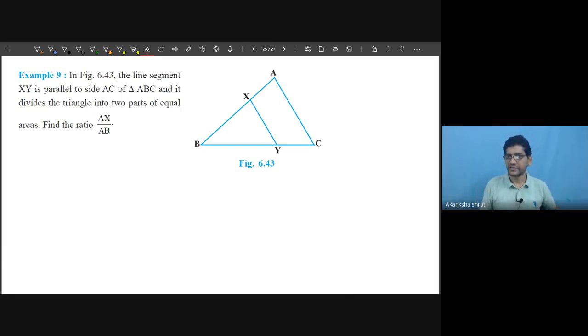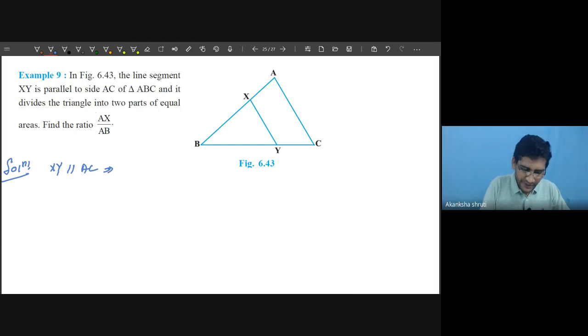Yeah, this is a small question. Already we have done it, but once again let us do it and let me explain. It is based on the same concept or the same theorem we have learned. What is given in this figure? The line segment XY is parallel to AC.